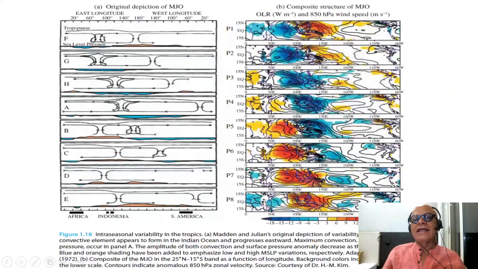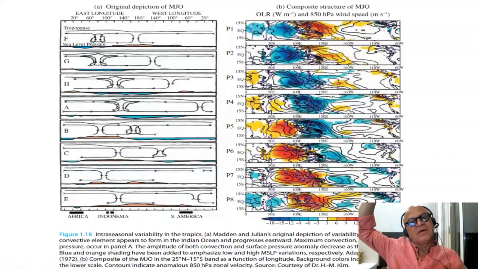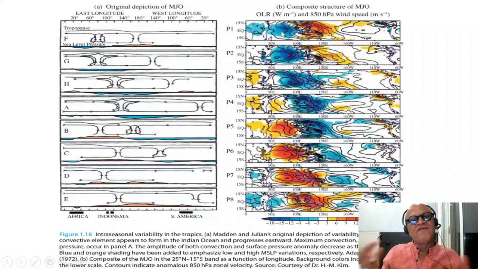Here we are looking at that same structure in terms of the 850 hectopascal winds and OLR. As you remember, outgoing longwave radiation is an indicator of convection. When deep convection happens, cloud tops end up with cold temperatures and the OLR is reduced. So negative OLR, usually filtered and presented at intraseasonal time scales as a deviation from the mean, corresponds to convection, and the positive values correspond to the dry phase of the MJO.